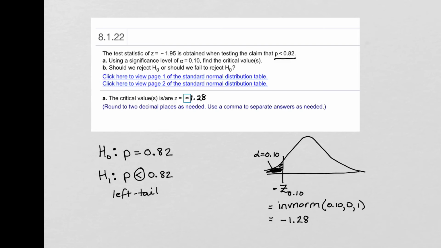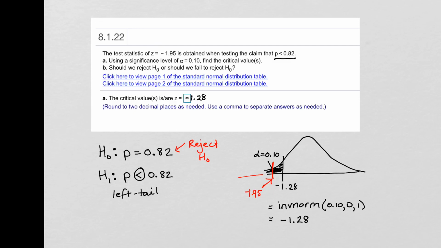Let's clean this up a little bit. All right, so we have our critical value is negative 1.28. And then I want to know, where is my test statistic going to fall? The test statistic is negative 1.95, so that's going to be further out into the tail than the critical value. So my test statistic is falling in the rejection region, and that means we're going to reject the null hypothesis.